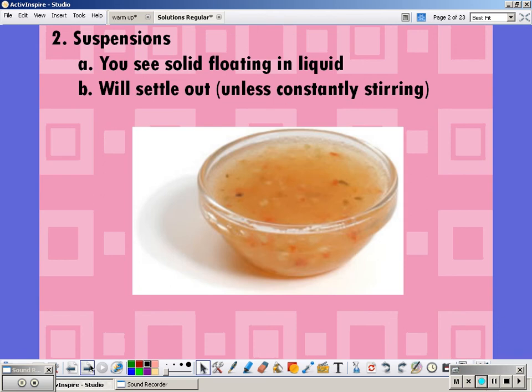You can talk about solutions as being suspensions, colloids, or a pure solution. A suspension, you'll see the solid floating in the liquid. But remember, it doesn't have to be a solid in a liquid. So you would see the solute in the solvent, and the solute will actually settle out if you don't constantly agitate the solution. Agitate means to mix or stir. This picture shows us Italian salad dressing as an example of a suspension.